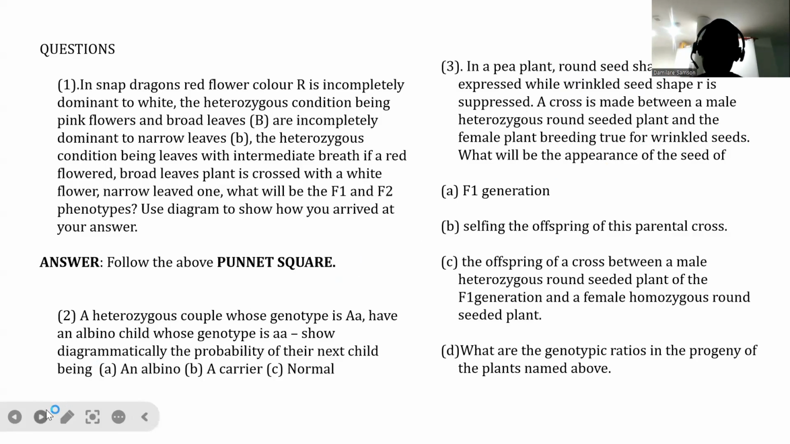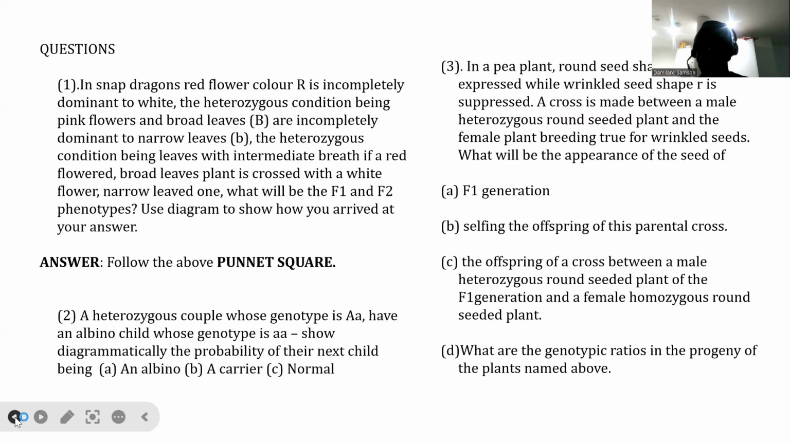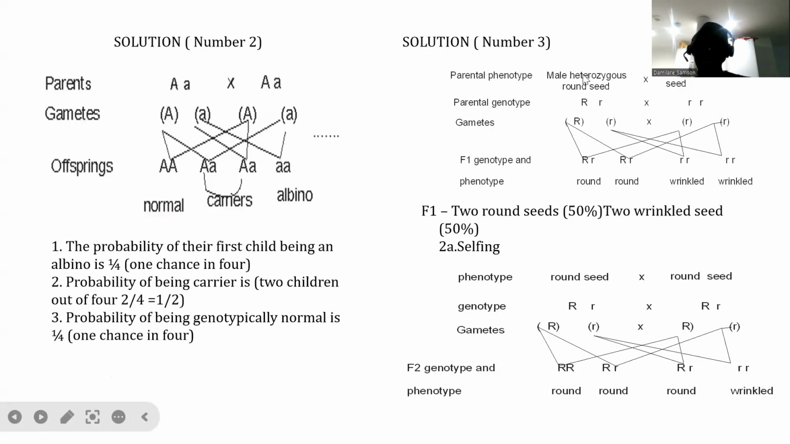What will be the appearance? Now, this very question, I'm expecting you to know where they are going, because under test cross and back cross, I explained something like this to you. This is more like the question under back cross, test cross. In short, the male is heterozygous round seed, capital R, small r. The other one is breeding true for wrinkled seed, which is small r, small r.